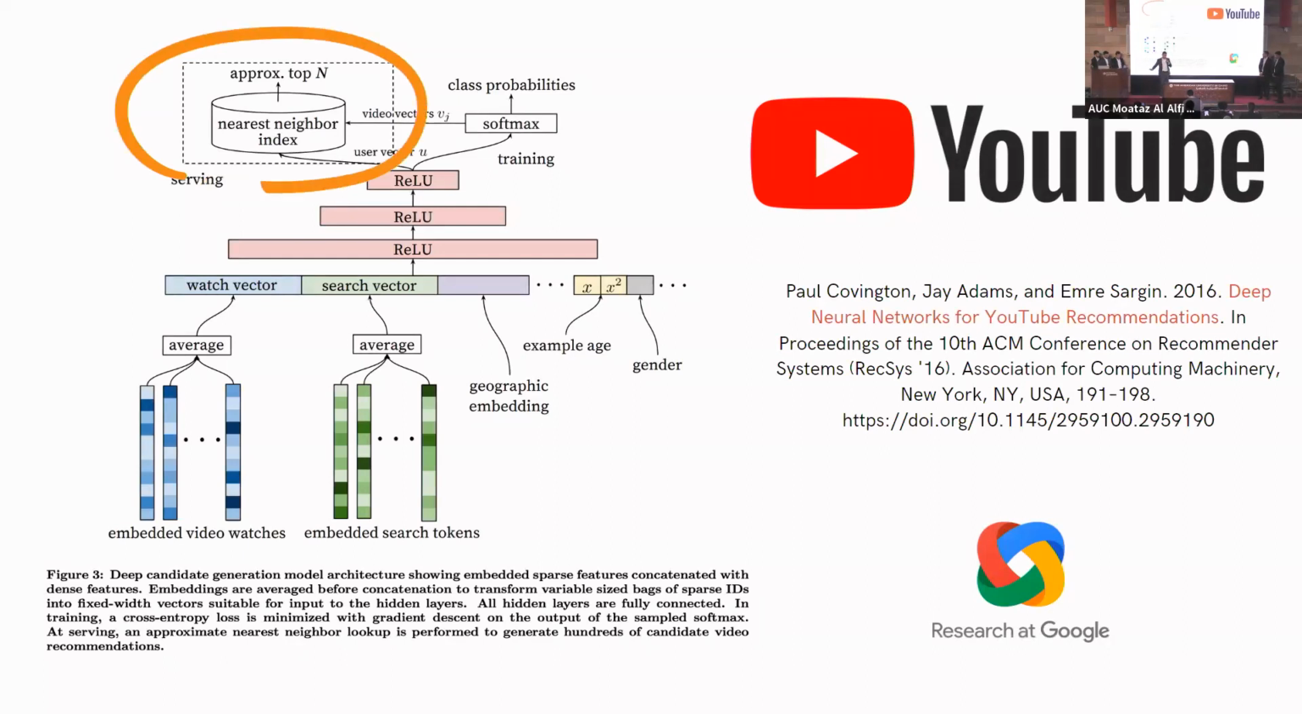This is very similar to what we're doing in our thesis. And then they pass this vector through a couple of ReLU activation layers, and finally perform ANN in order to recommend to users videos similar to the ones that they watch.